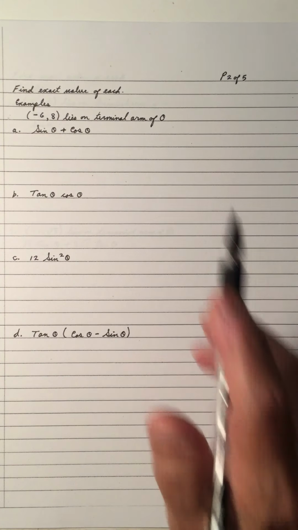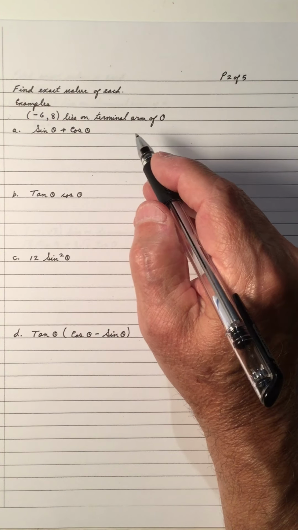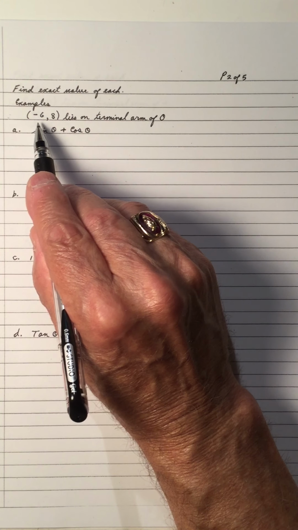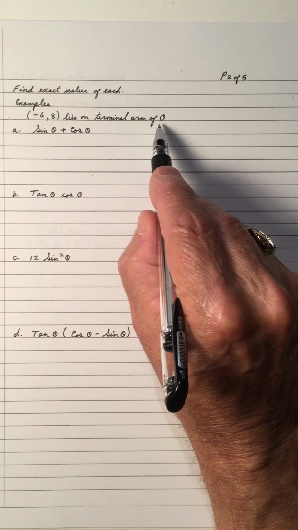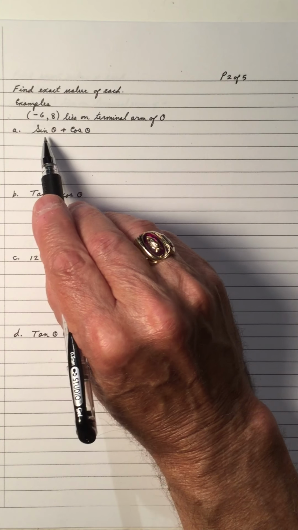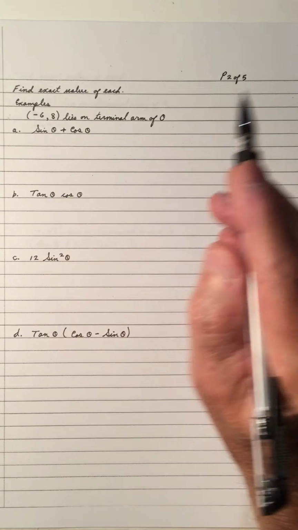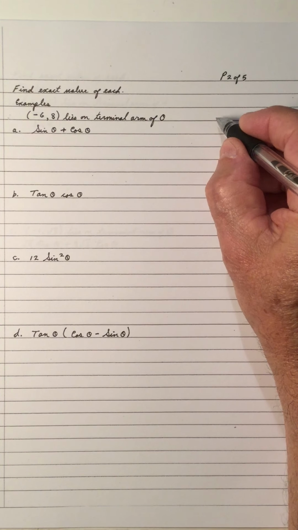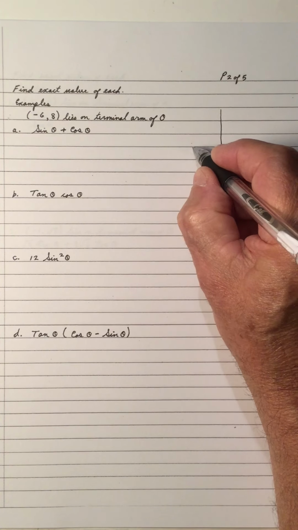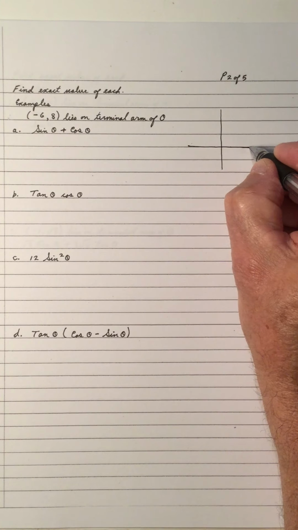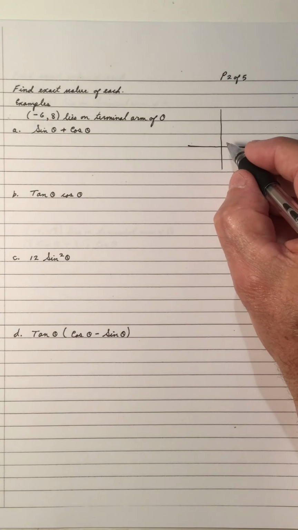Find the exact values of each. Let's do some examples. Negative 6, 8 lies on the terminal arm of theta, and we have to find the sine of theta plus the cos of theta. So what I'm going to do is draw a diagram plotting the point negative 6, 8.